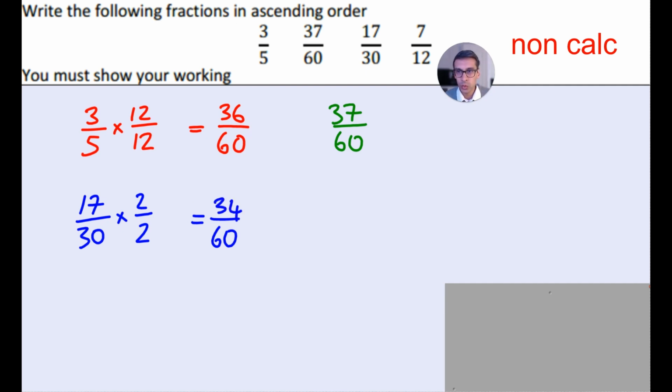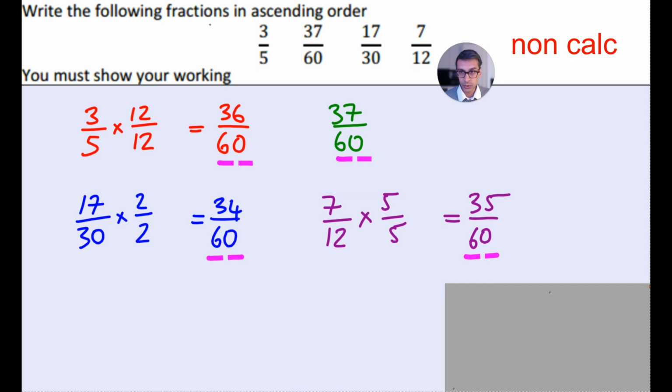And then finally, we have 7/12. So let's make this denominator 60. We're going to multiply by 5/5. So that's going to be 35/60.